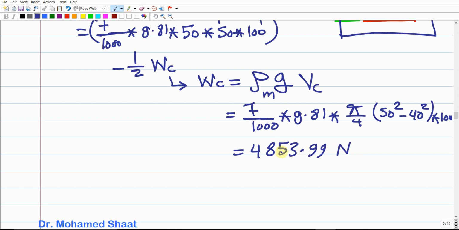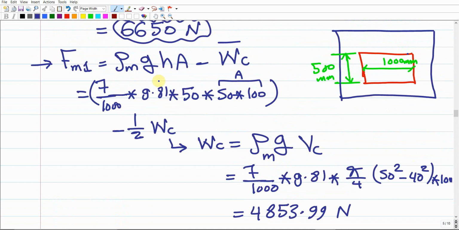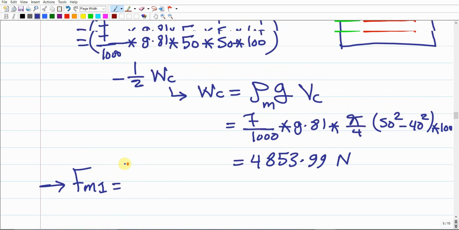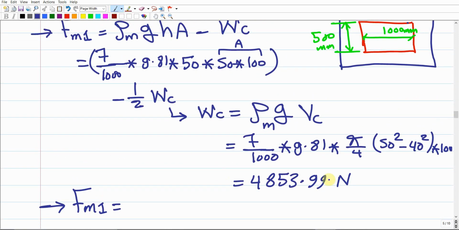We're going to take half of this value, and that should be subtracted from the first value. So we're going to end up with Fm1. If we calculate this term, negative half of this value, this is going to give us Fm1, which is 14,725.5 Newton.